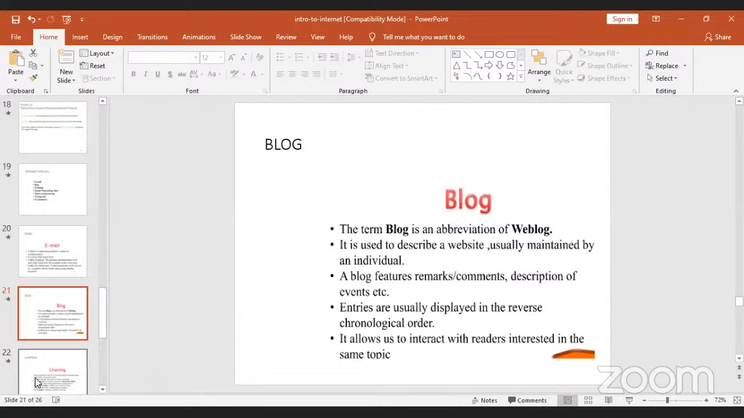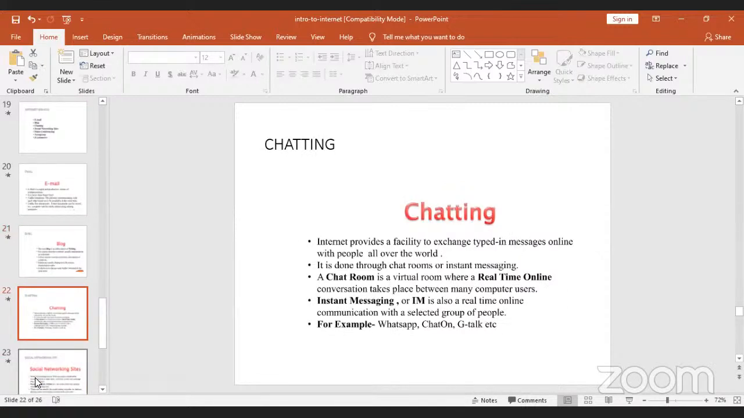So, chatting on the internet, like this Zoom now, we know Zoom also provides chatting. Facebook chats, Twitter, and all that. The internet provides the ability to exchange typed messages online with people all over the world. It's done through chat rooms or instant messages. A chat room is a virtual room where a real-time online conversation takes place between many computer users. Internet messaging, or IM, is real-time online communication with a selected group of people. For example, WhatsApp, Chaton, GTalk.